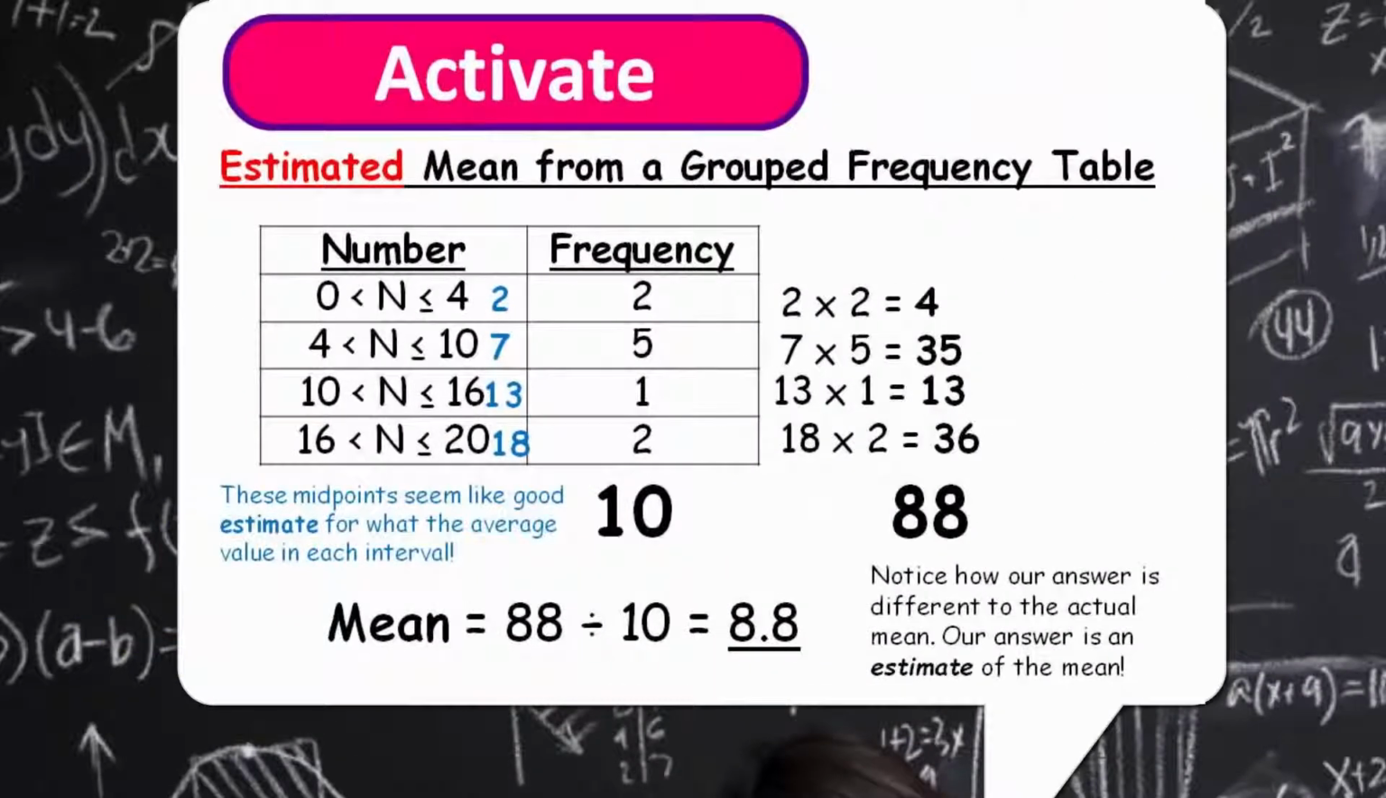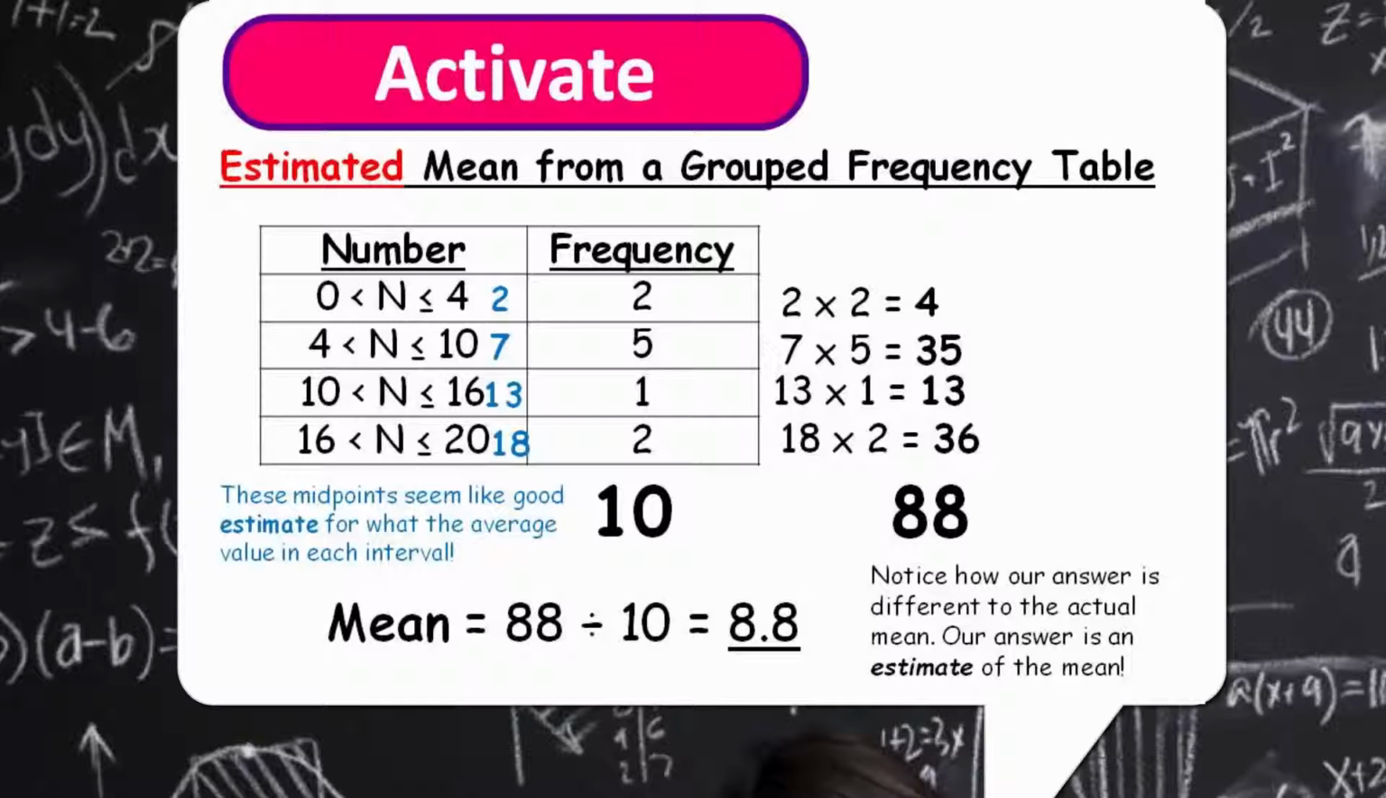As you can see, we have grouped the previous example into class intervals and then the frequency that occurs between 0 and 4, 4 and 10, 10 and 16, 16 and 20. So at this point, we say, why is it an estimate? And it is an estimate because we don't get an exact value for the mean, but we get one that is in and around what it should be.